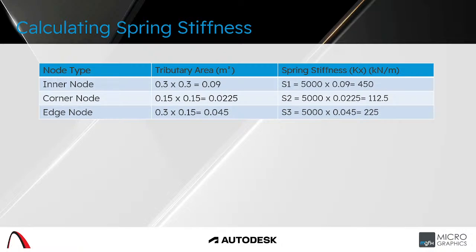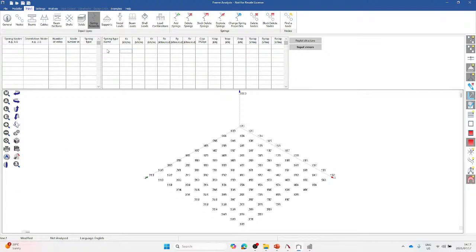And then for our corner nodes, like I said, the area will be 1/4 of the inner node. And from there, the spring stiffness will be 5,000 multiplied by this area. And then for our edge nodes, the area will be half of this specific area, and it gives us a stiffness of 225 kilonewtons.